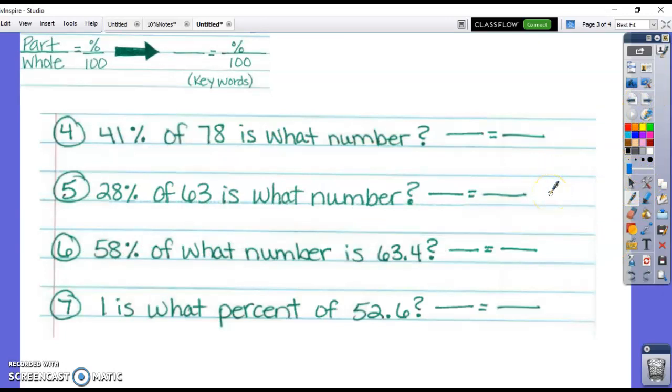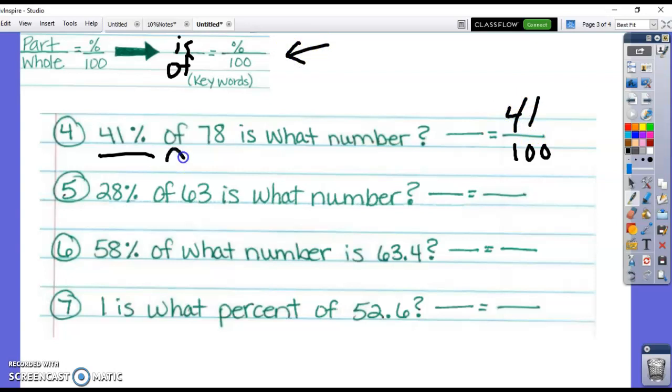I'm going to put "is over of" up here, just to remind myself. Okay, so now look at these. I have percent signs, right? So I always just put 100 here. I like to put that there first because I know where that goes. So now I have 41%. So 41 has a percent sign, so that goes over 100. Remember, if you look up here, anything with the percent sign goes over 100.